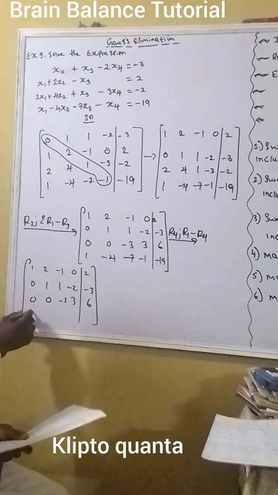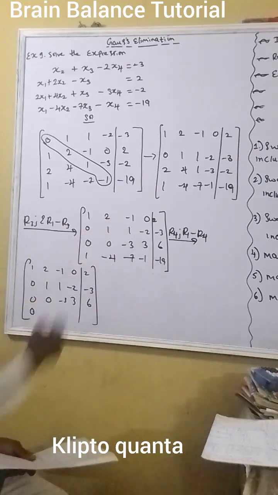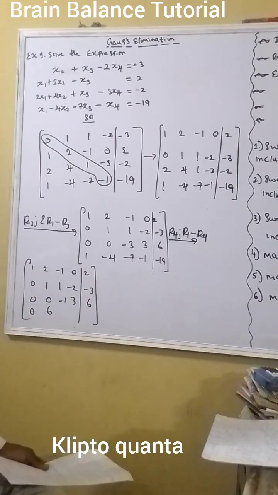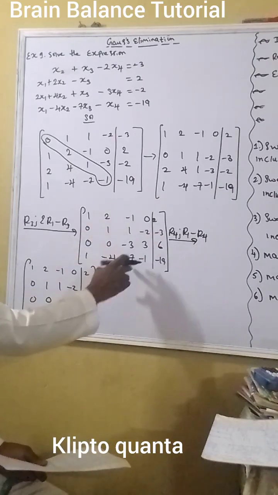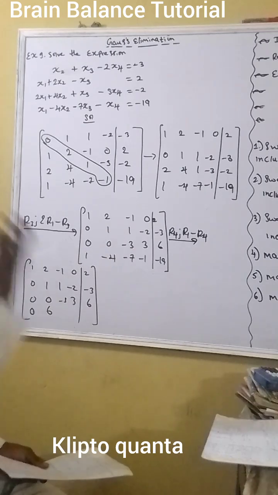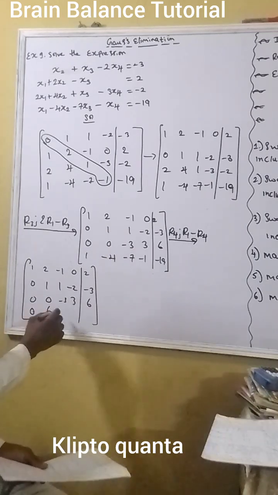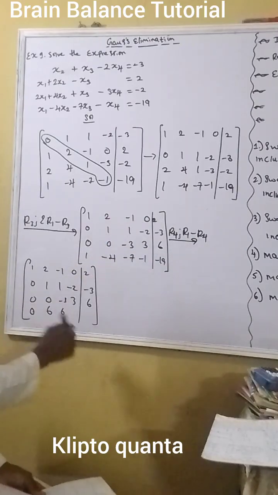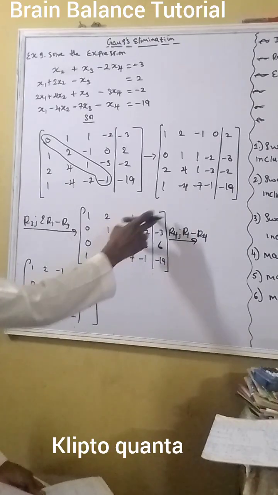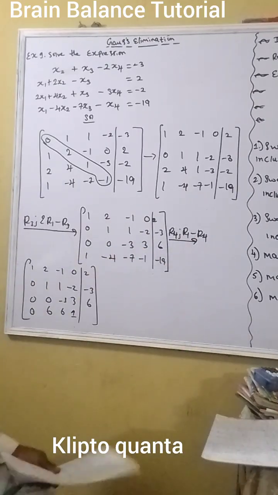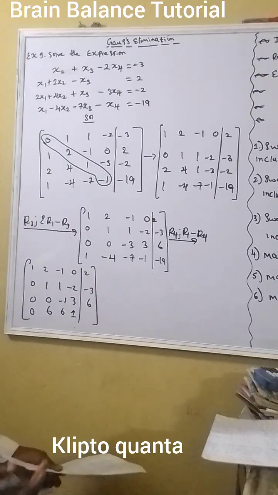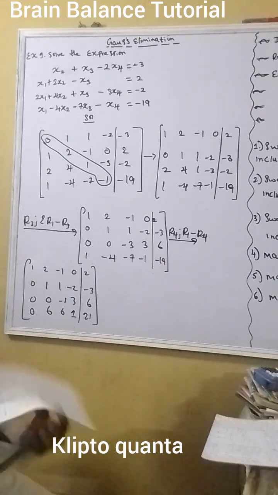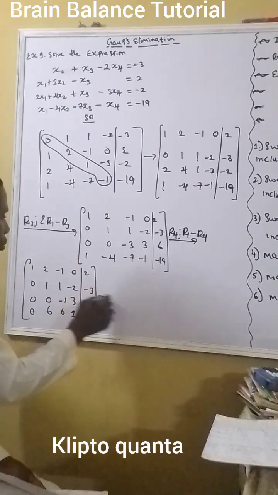So 1 minus 1, that gives us 0. 2 minus 4, that gives us 6. Are you with me? And negative 1 minus 7. So that gives us negative 1 plus 7, which gives us 6. Are you getting what I'm saying? Then 0 minus 1, that gives us a positive 1. 2 minus 19. That minus cancels out, so you have 2 plus 19, which gives us 21. Are we there?